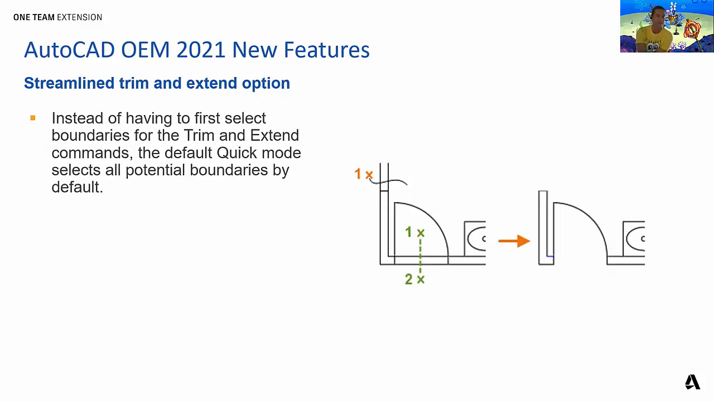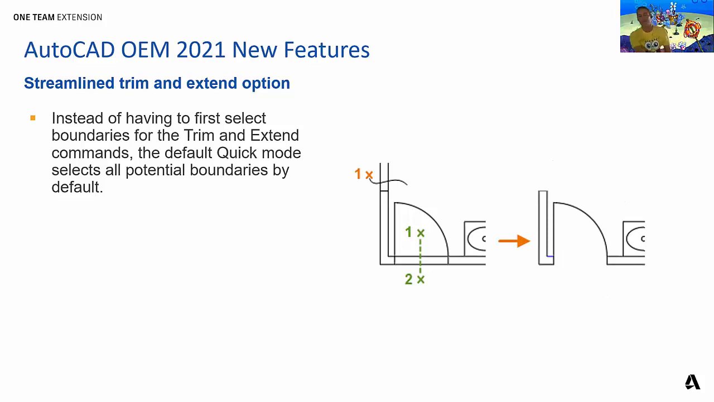Trim and extend option. Instead of having to first select boundaries for the trim and extend commands, the default quick mode selects all potential boundaries by default. This means you can select the segments to be trimmed or extended directly by individual selection, freehand selection, and two-point fence selection.